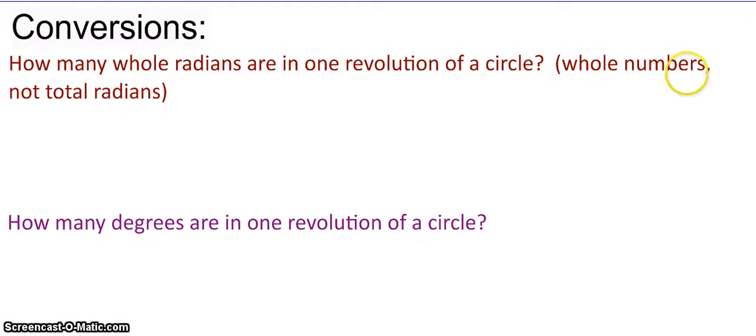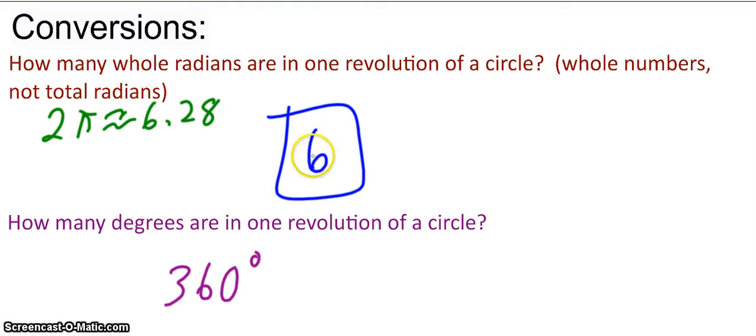And keep in mind I'm saying whole numbers, not just total radians. So we know that it's 2 pi radians, but what is that in whole numbers? We talked about that a minute ago. So I want you to pause the video and answer this question: how many whole radians, and then how many degrees are in one revolution of a circle as well. So pause, unpause when you're ready to discuss.